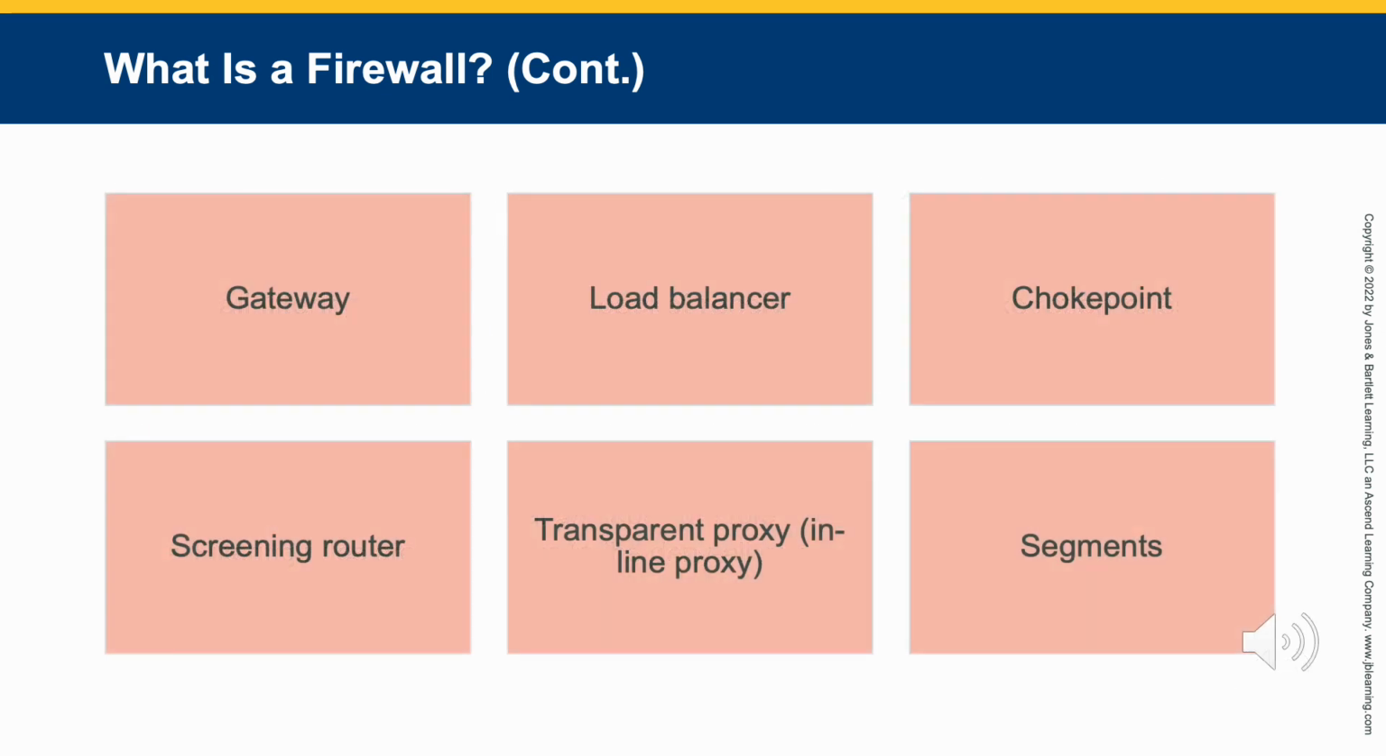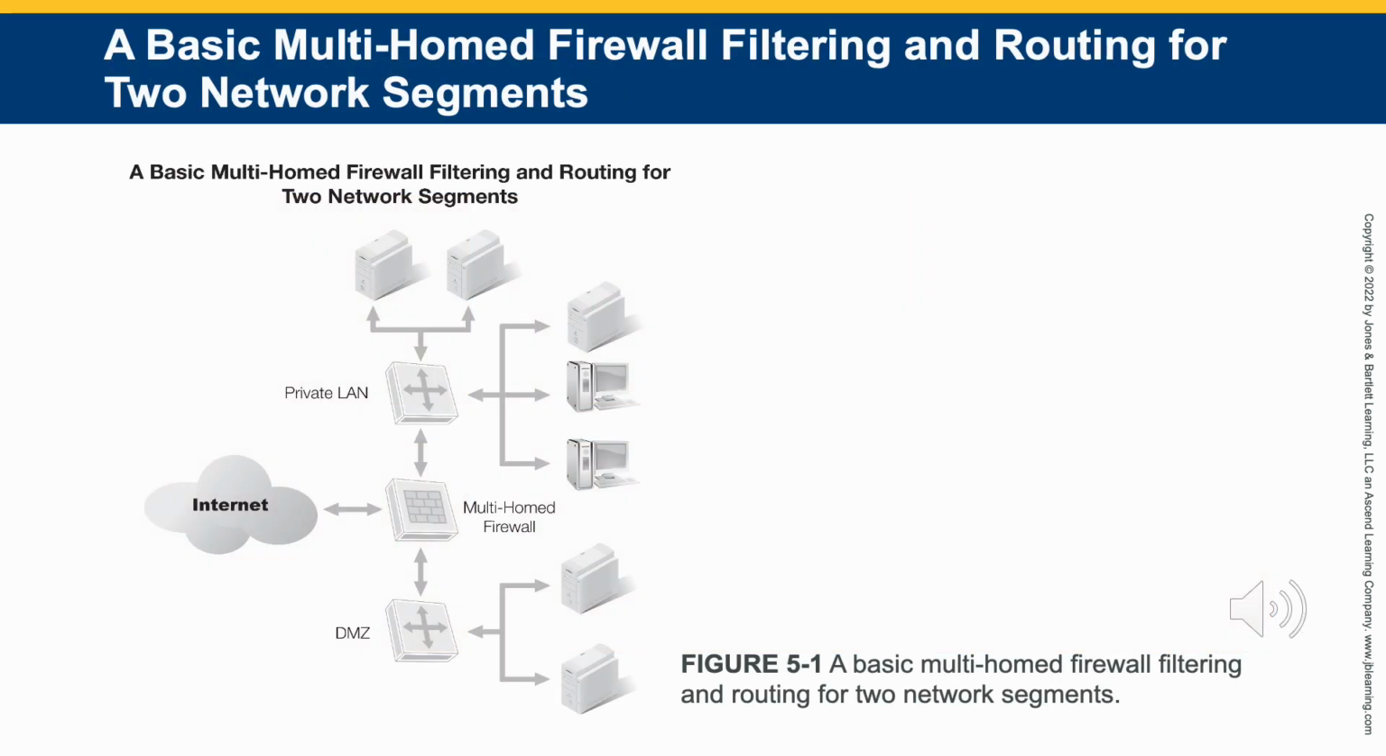What is a firewall? It could be a gateway, a load balancer, checkpoint, screening router, transparent proxy, inline proxy, or segments. A basic multi-home firewall filtering and routing for two network segments. We see the internet on the left, the firewall is right there in the middle, and one interface protects the private LAN inside the network. The other interface protects the DMZ.